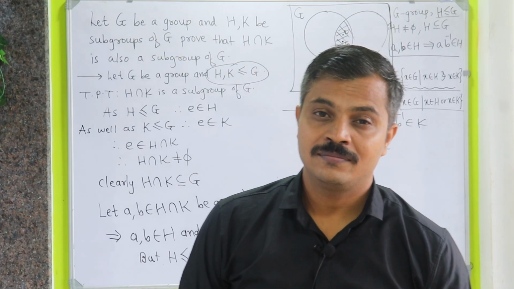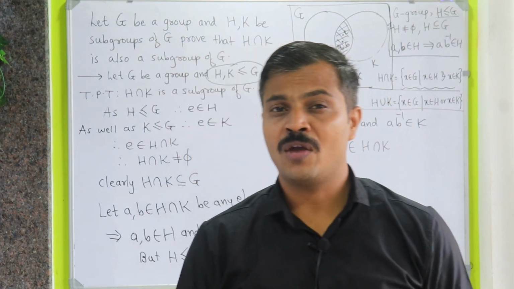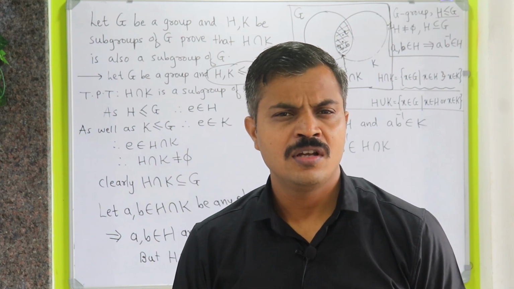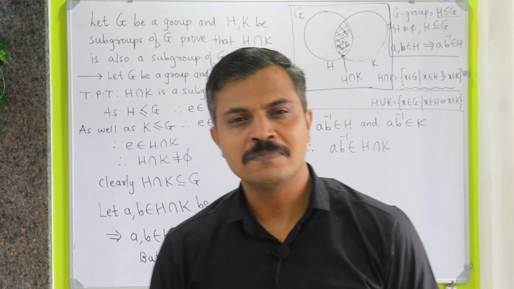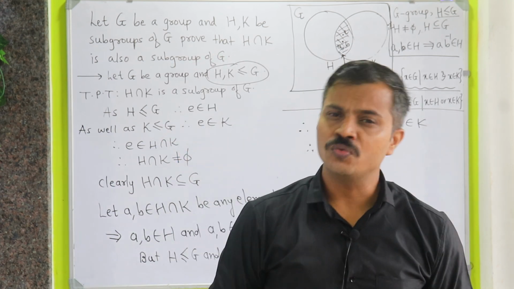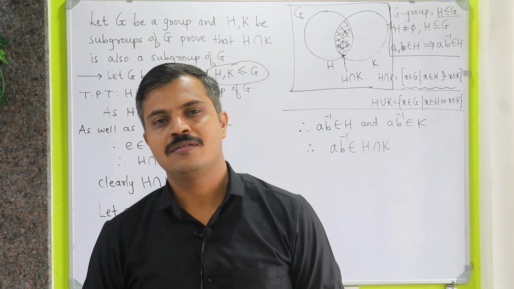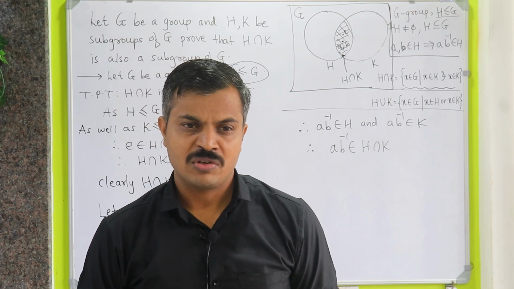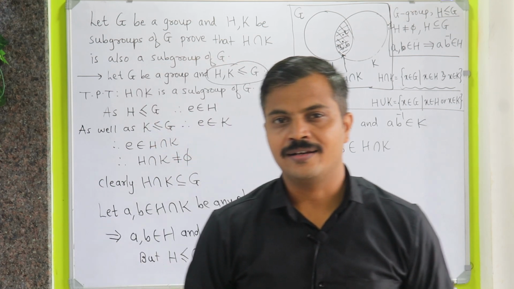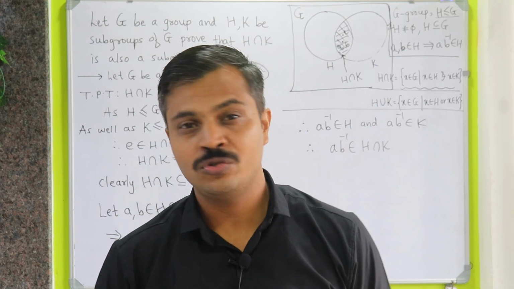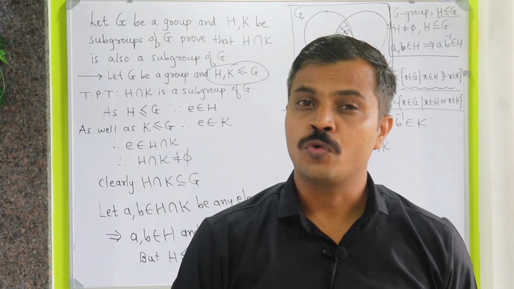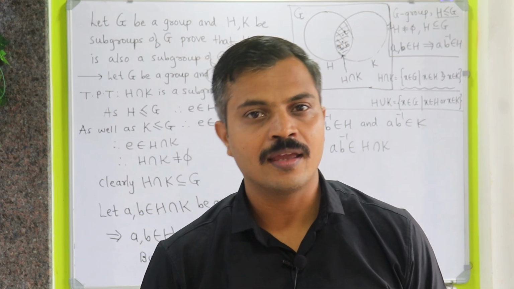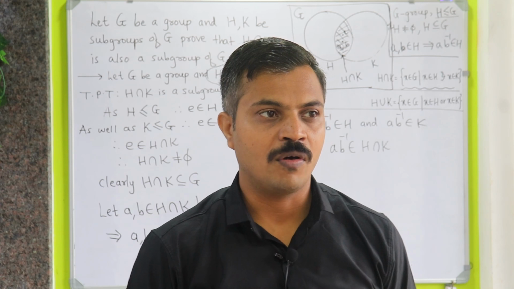So in the previous class we have shown that intersection of subgroups is a subgroup. So the natural question that comes in our mind is whether union of subgroups will be a subgroup or not. So let us think on it. So let us say G is a group and H and K are actually subgroups of G. So the question in our mind is, will H union K be a subgroup of G?